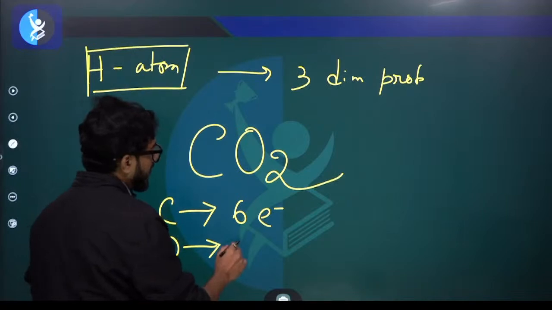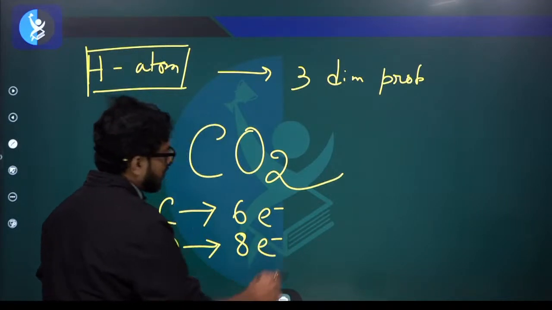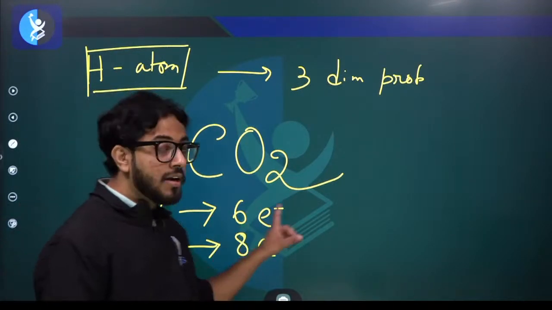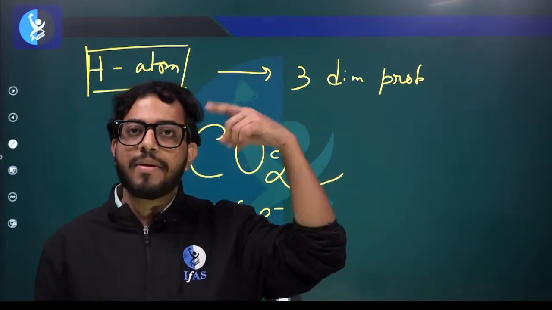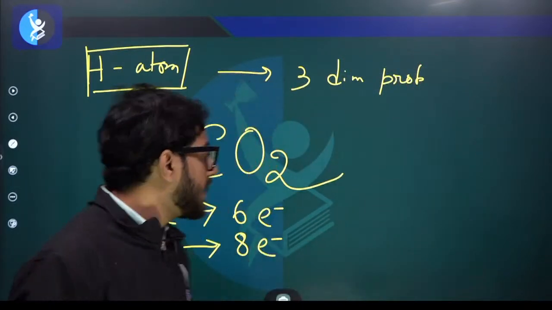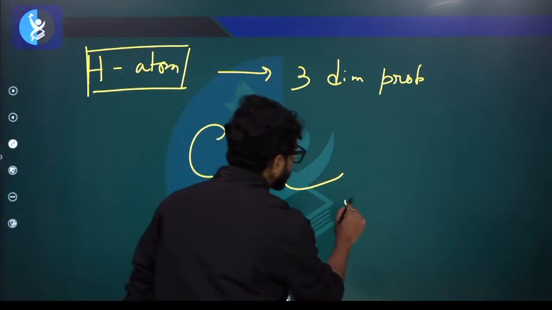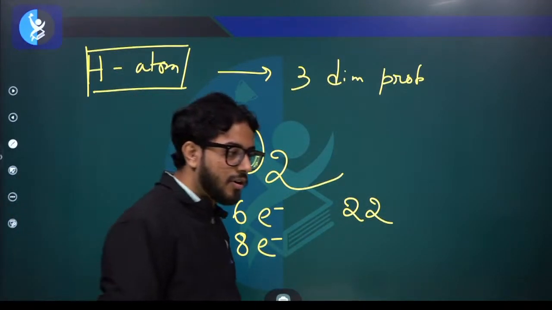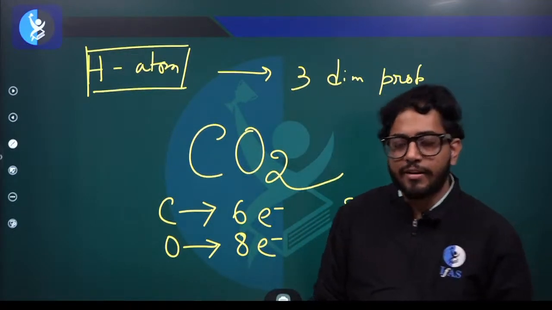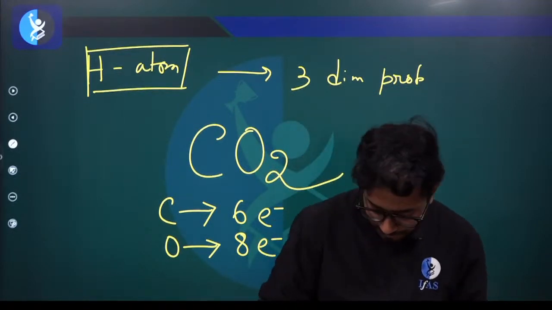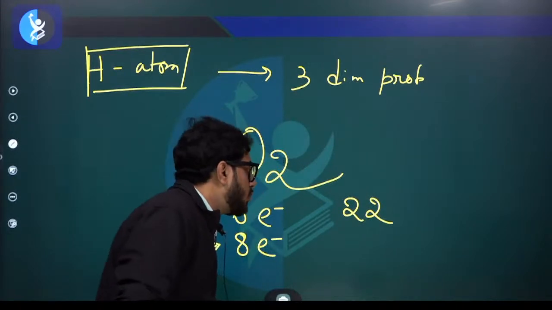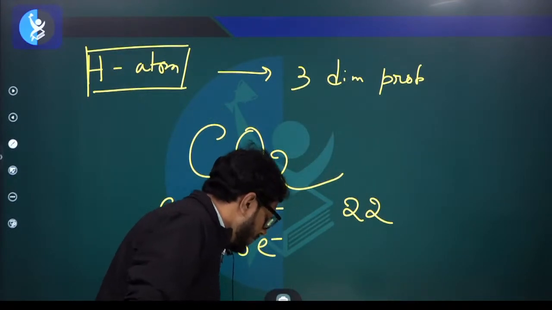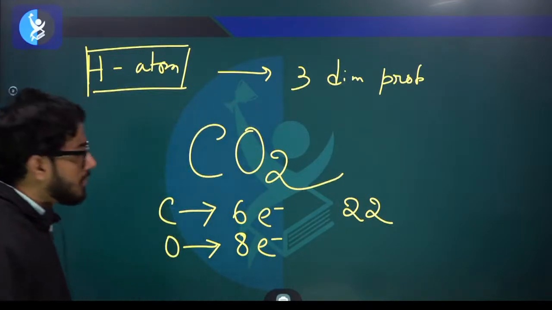Oxygen has 8 electrons. Now there are 2 oxygen and 1 carbon. That's why 8 plus 8 plus 6 gives you 22 electrons. Am I right? That gives you how many electrons? Tell me, fast, quick. That gives you 22 electrons.